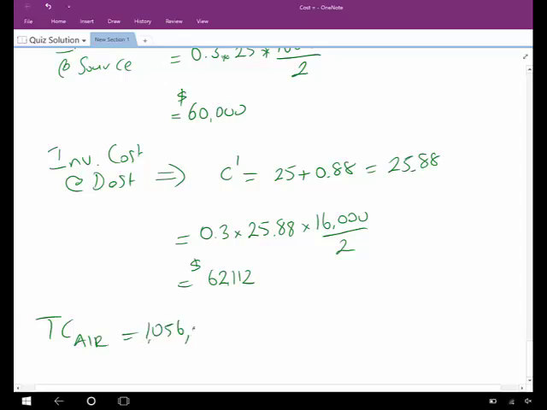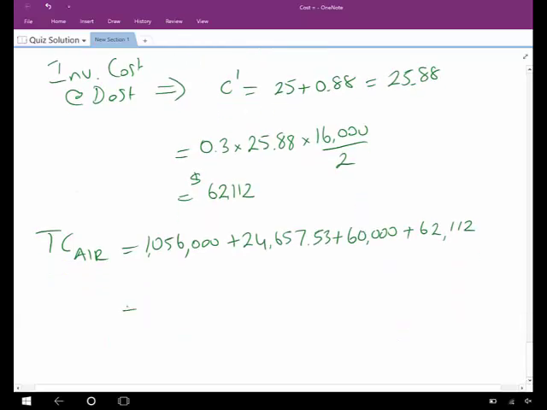So the total cost for air is equal to $1,056,000 plus $24,657.53 plus 60,000 and 62,112, which brings the total to $1,202,769.53.